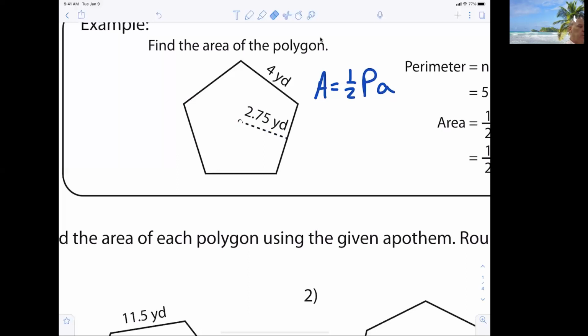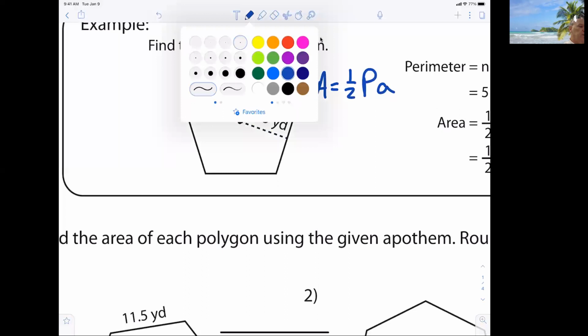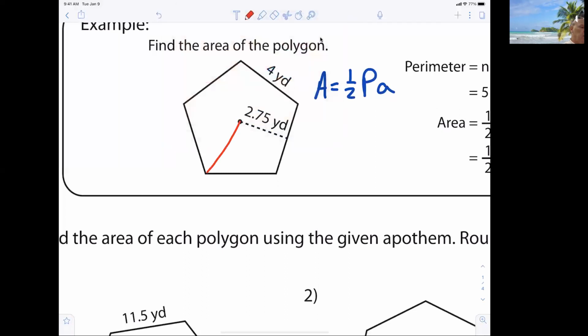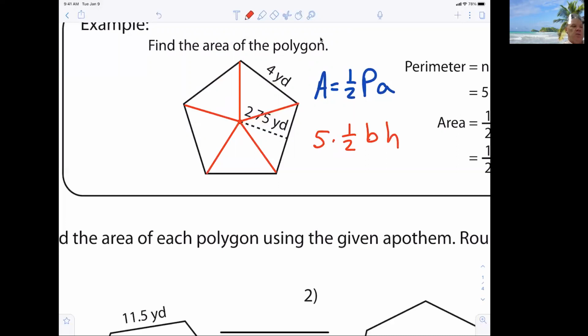So what did I do? I just constructed this here to here. I drew from here to here. And what is true about all of these triangles that I'm drawing? They are congruent. Does everybody see that? Everybody with me? So how many triangles are there? So 5 times 1/2 base times height.